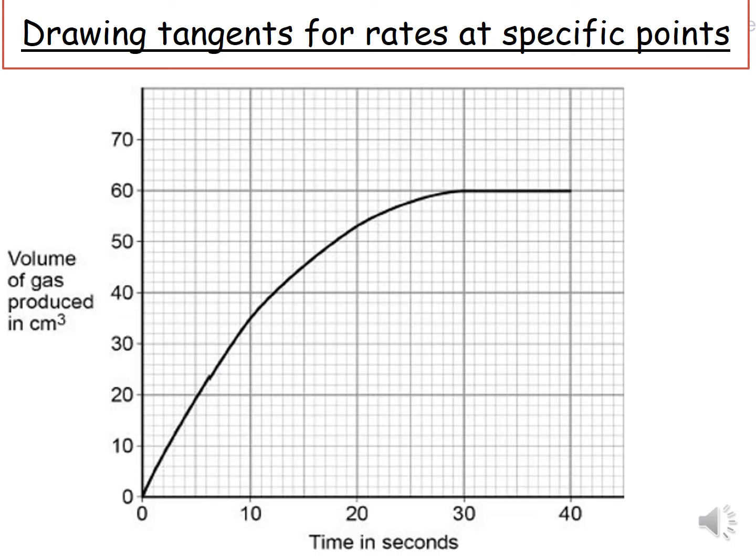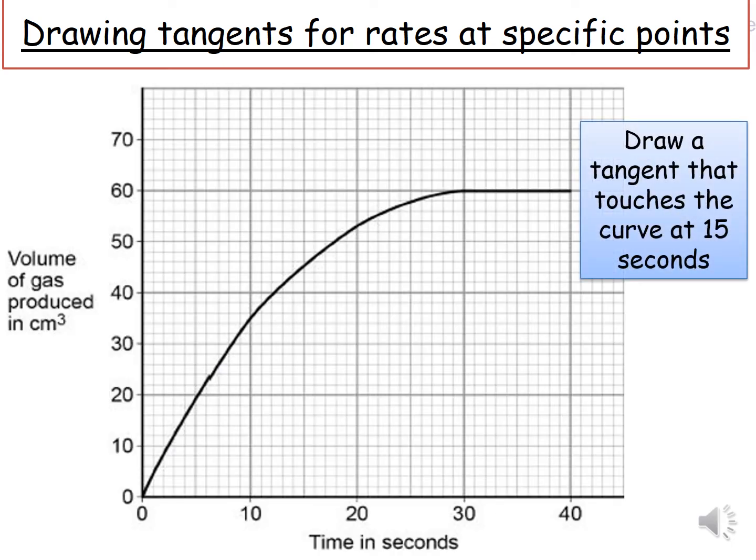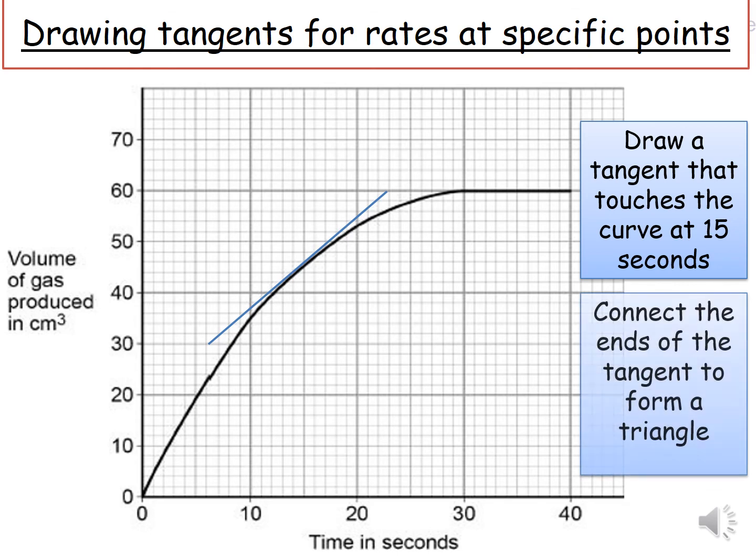Right, to draw a tangent that touches the curve at 15 seconds. Remember, we're trying to find the rate of reaction at 15 seconds. So you would draw your tangent as shown with this blue line. It's a straight line touching the curve at 15 seconds.